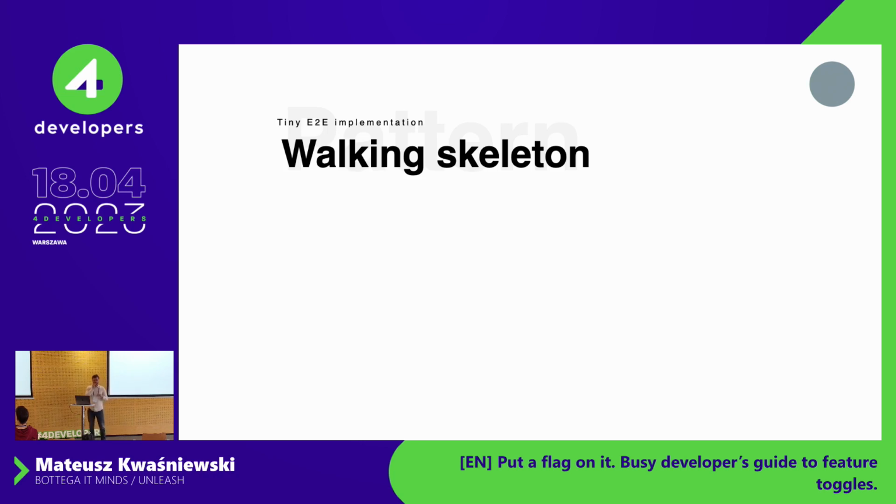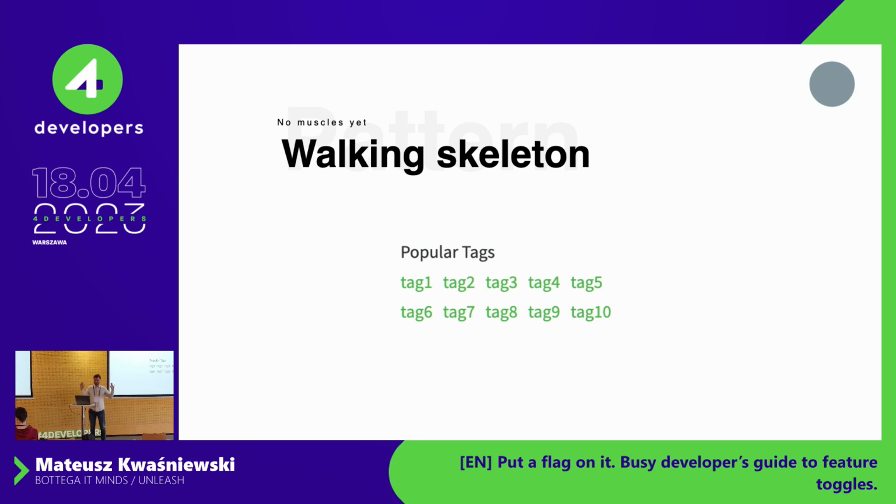Okay, so this is like a tiny end-to-end implementation of our tag display, with the main architectural blocks, maybe a controller, maybe some hard-coded in-memory repository. Half-baked implementation, very, very poor UI. No muscles yet, it's just a skeleton after all, but it can walk. So how can we get this skeleton into some shared pre-production environment without showing this in production?